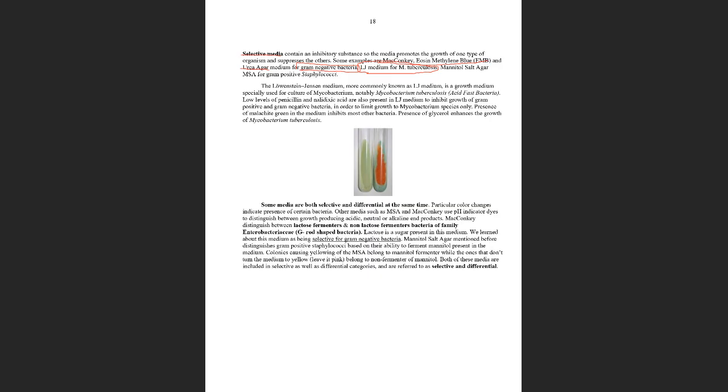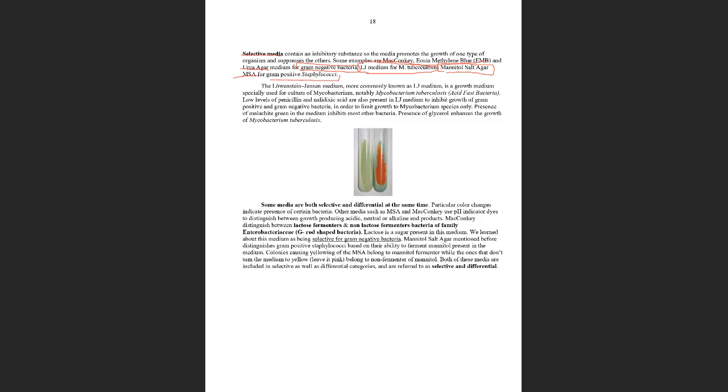Then we use this medium called mannitol salt agar, or MSA. This is selective for gram-positive staphylococci only. So this medium is extremely selective. Only bacteria that can grow on mannitol salt are gram-positive, and not just all gram-positives, only staphylococci can grow on it. Understand? So there is a long list of selective media.